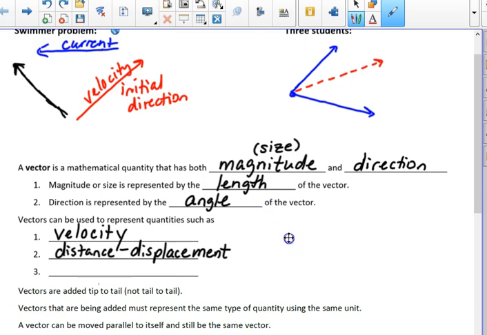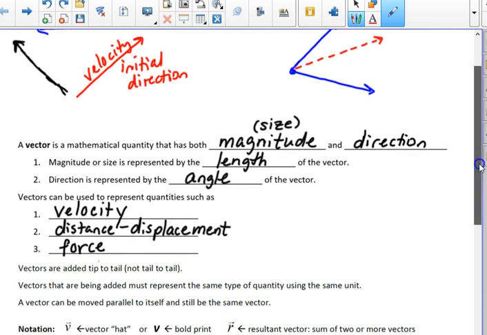The third thing that vectors often are used to represent is force, which is what we illustrated when somebody pulled on this person with a force going this direction and another force going this direction, the total force exerted on the student actually pulled him this direction. Okay, 3 other fun facts about vectors and a little bit about vector notation.